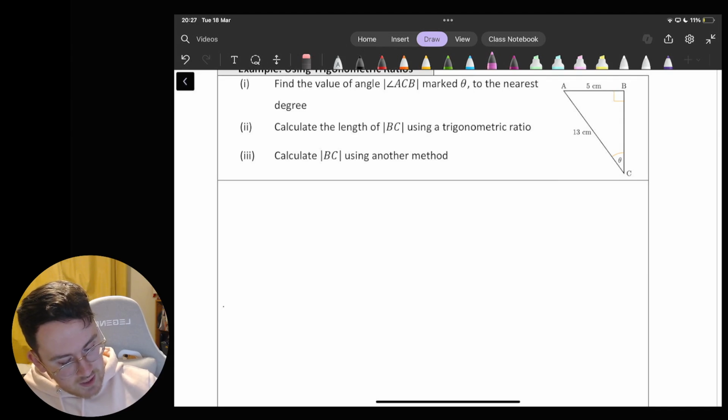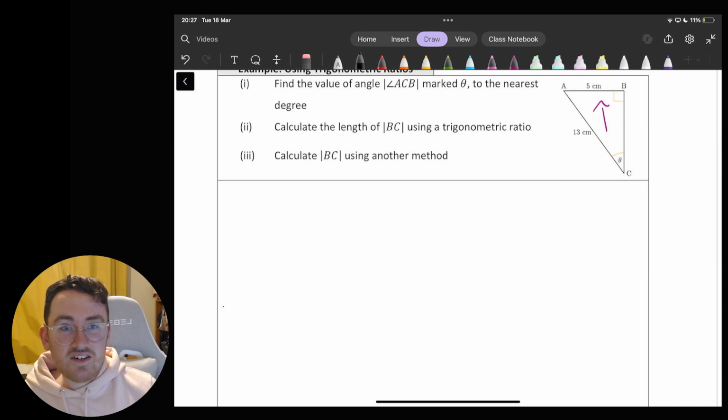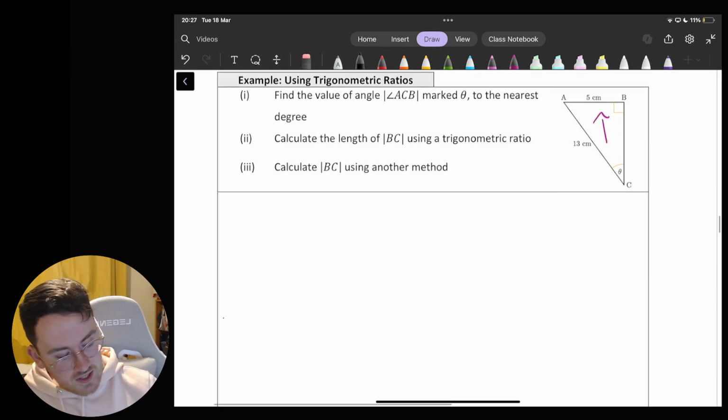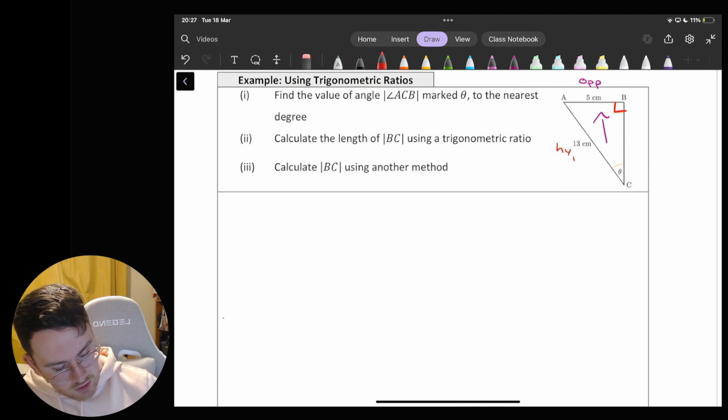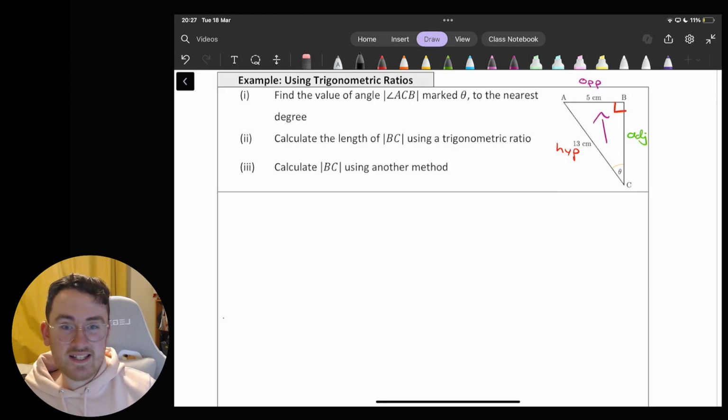So let's just mark in the angle here. One of the sides here is this side 5. So I'm going to start labeling my triangle. So that's going to be opposite. We'll go for hypotenuse next, which is going to be my 13 here. And lastly, my adjacent side, which is my side over here, my side BC.